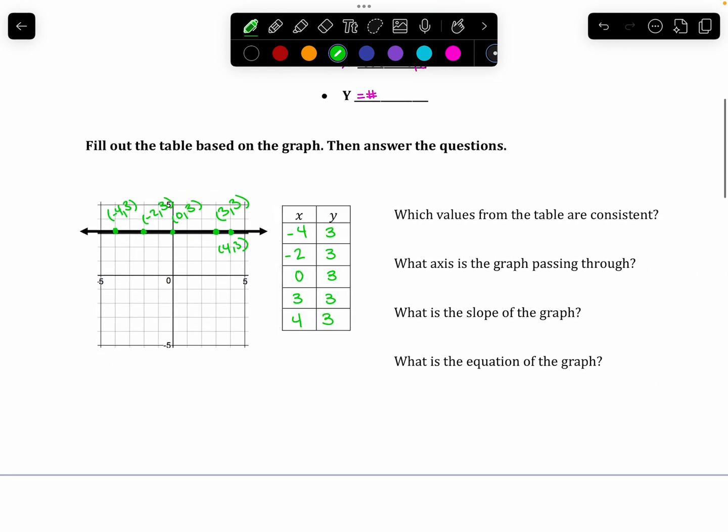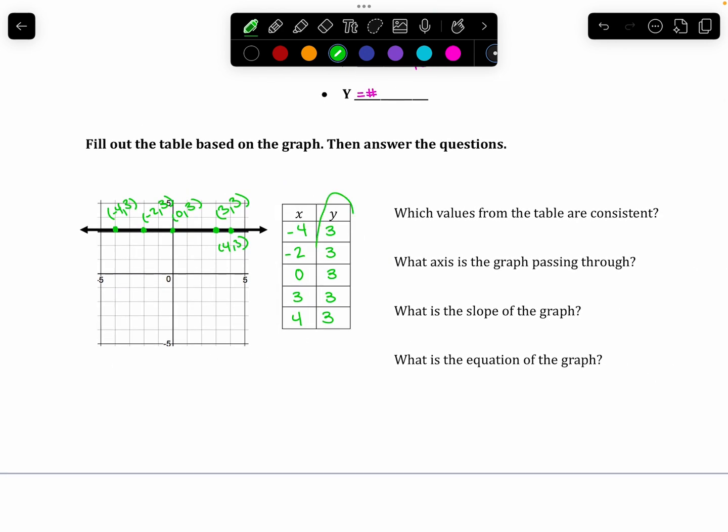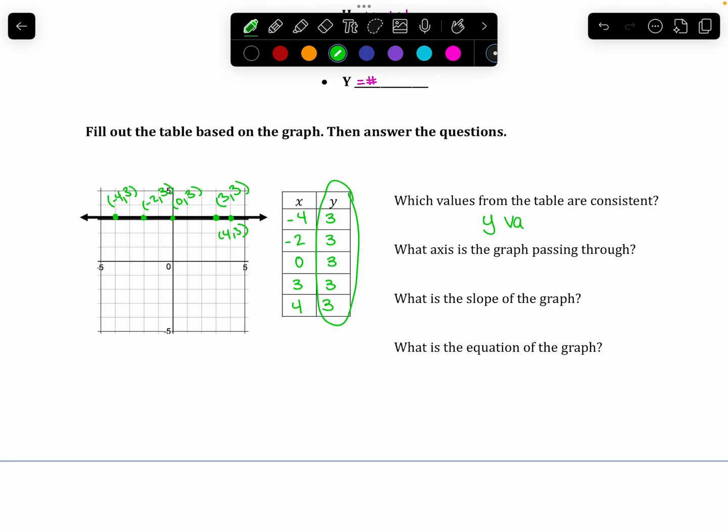The questions that they ask says, which values from the table are consistent? Well, if you look at our y values, notice that those are all the same. What axis is the graph passing through? If you look at your graph, it is passing through the y-axis here. What is the slope of the graph? We've talked about slopes of our lines like this before. We do rise over run, so I'm just going to choose 2 points. We are rising 0, and we are running 4. Anytime that you have 0 over a number, your slope is just going to be 0.